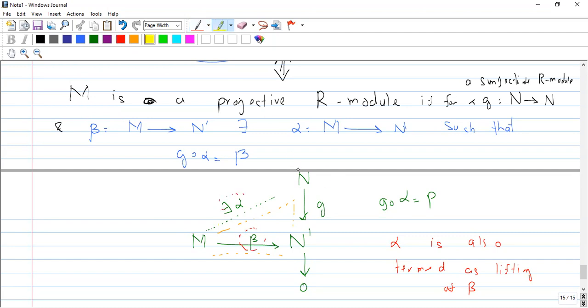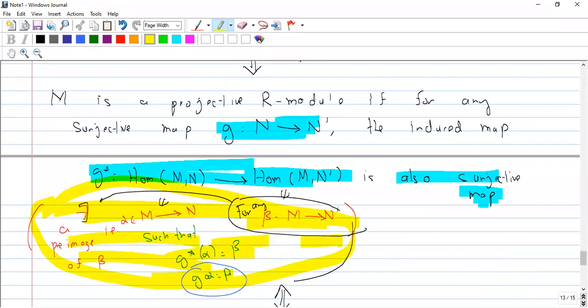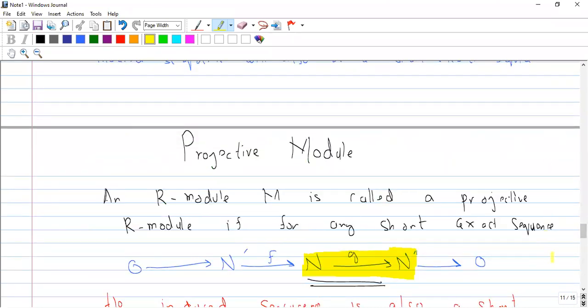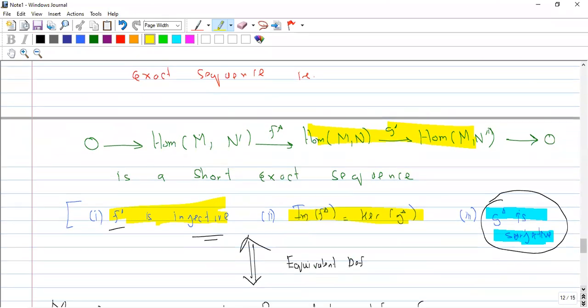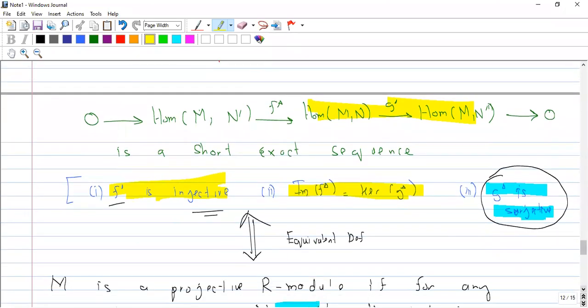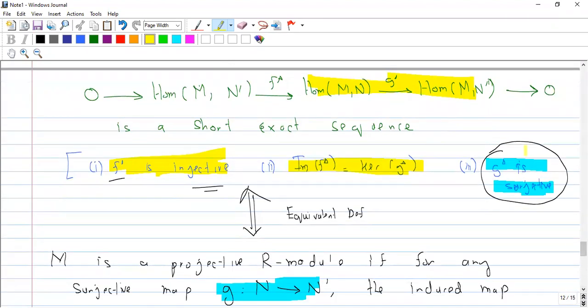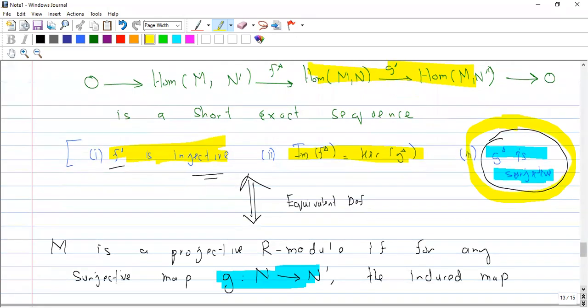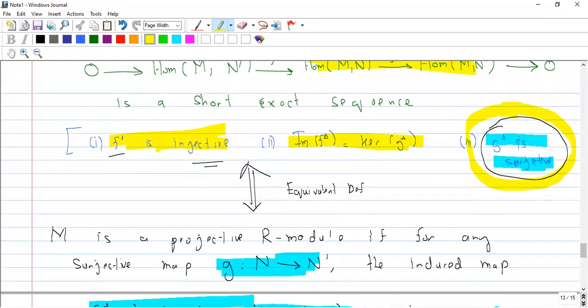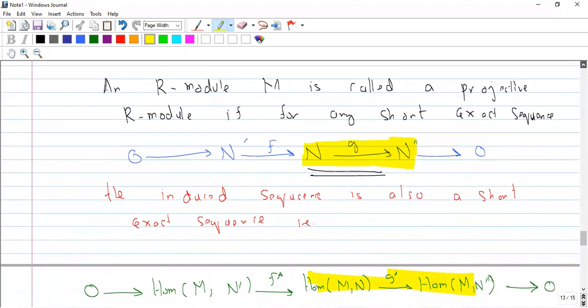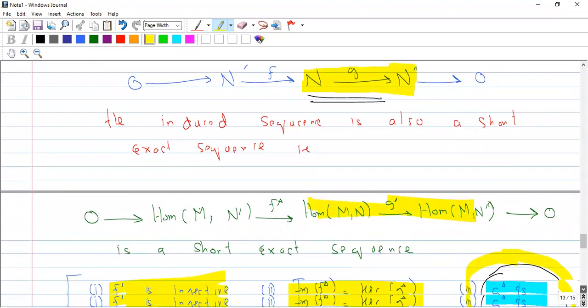So the condition is that if G is a surjective map from N to N dash, and beta is given from M to N dash, then for M to be projective, the condition is that we can always lift this map to M to N. So class, just try to see that all these three conditions are equivalent conditions for M to be a projective module. Initially what we have seen is that M is a projective module if, after applying Hom, a short exact sequence remains a short exact sequence. So this is the necessary condition, because the first two conditions hold for any arbitrary module M. So G star is a surjective map. So if G is a surjective map on a short exact sequence, then this G star should be a surjective map.